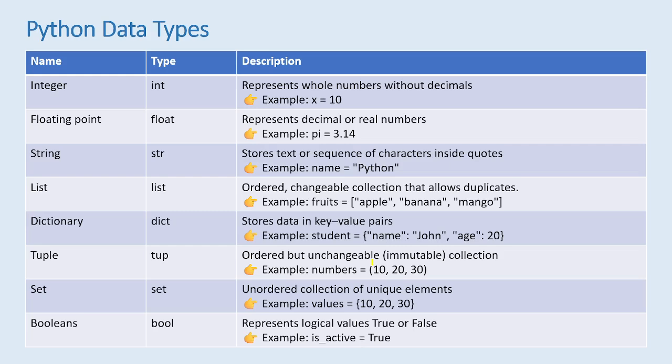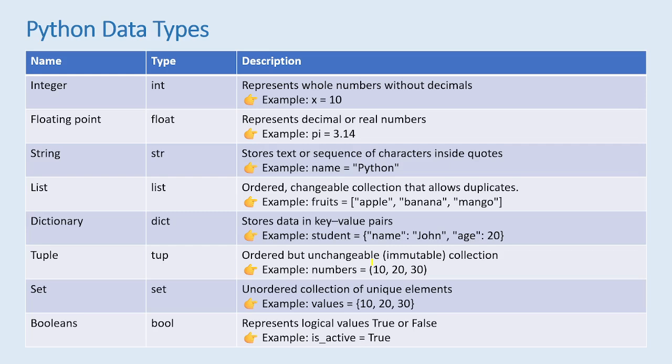The next data type is floating point, which is float in Python. They represent decimal or real numbers. For example, pi equal to 3.14, a equal to 2.1, 4.2. So these numbers have decimals in them. They are not whole numbers. They have fractional values. So they are represented by the float data type in Python.